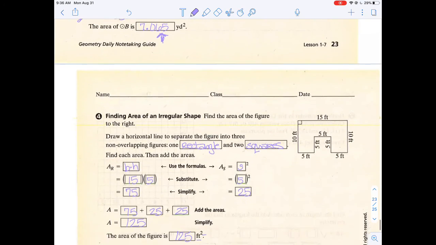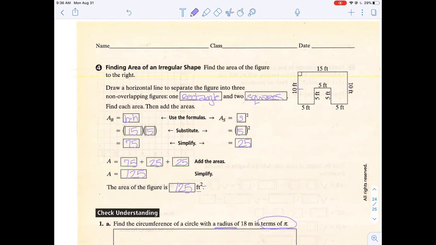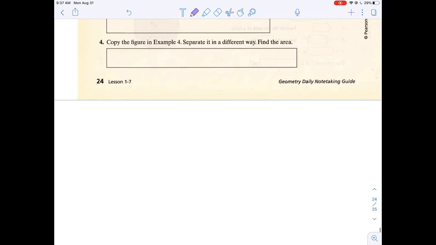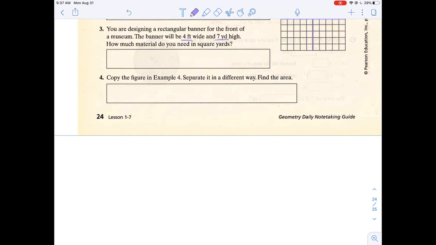Then, number 4, copy the figure in example 4, separate it in a different way. So before we just drew one horizontal line through it. See if you can find a different way to separate this picture. And then calculate the area again, just using the different shapes. Okay. Remember, if you have questions, make sure you're asking, and make sure to show me your answers on the check for understanding when you are done.